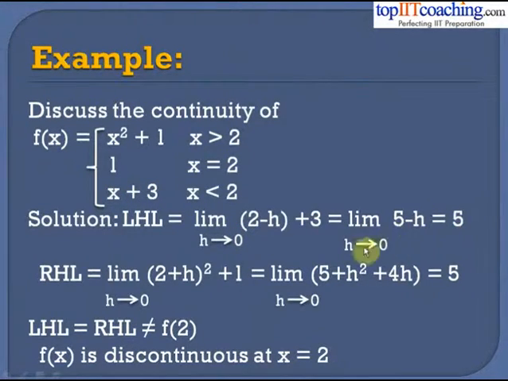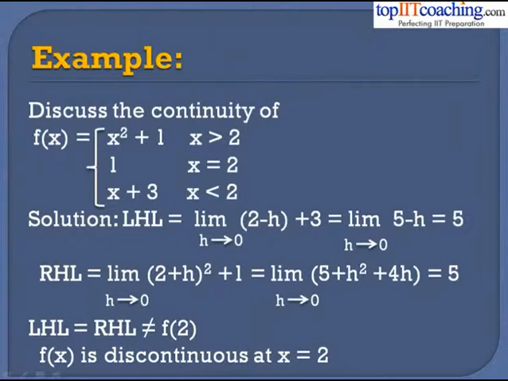Similarly, when we try to calculate the right hand limit, we put x equal to 2 plus h where h tends to 0. h is a positive quantity. So we see that the value of f(x) when x is greater than 2 is x square plus 1. So we put the value of x equal to 2 plus h and get (2 plus h) whole square plus 1, h tending to 0, and therefore the limit is equal to 5.